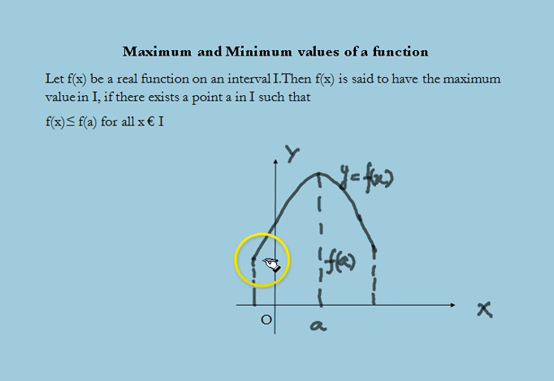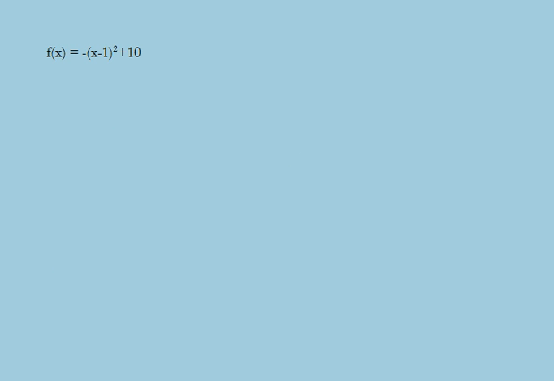Now as we can see in this given graph, we have the maximum value of f(x) at point a, whose value is f(a). Thus, f(a) represents the maximum value of f(x) and the point a is called the point of maximum value of f in interval I.